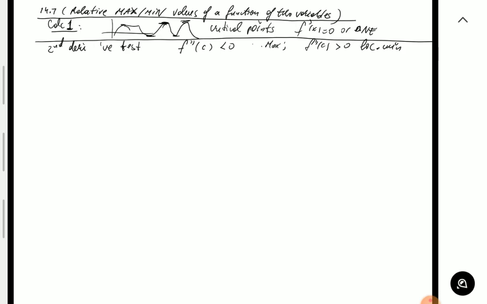And I'm not going to go over the proof of the second derivative test. I'll just state it. And I want to just emphasize that you will see some type of points.